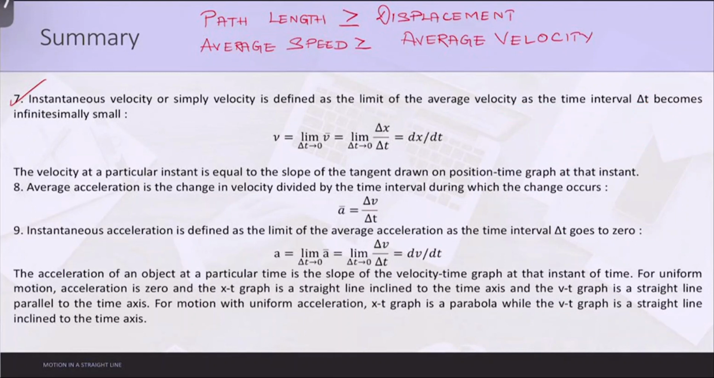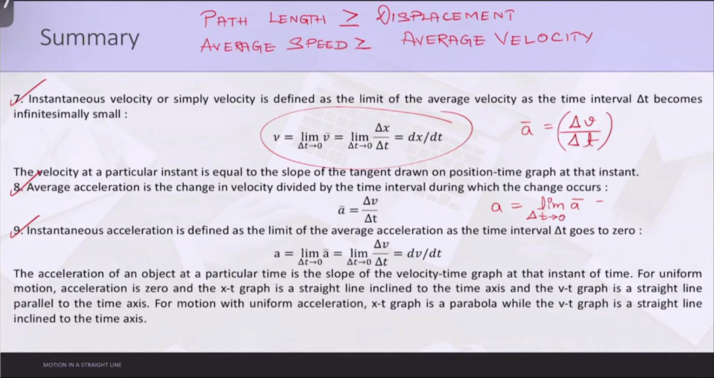Okay, fine. Next thing is average acceleration, which is the change in velocity divided by the time interval during which the change occurs. So what is basically a bar? A bar is nothing but equal to delta v by delta t. Okay, so that is being said. Next thing is instantaneous acceleration. Similar to instantaneous velocity, a is nothing but equal to limit of a bar as delta t tends to 0. In terms of a bar, we will write del v upon del t. Okay, so in differential form, this can also be written as dv by dt.